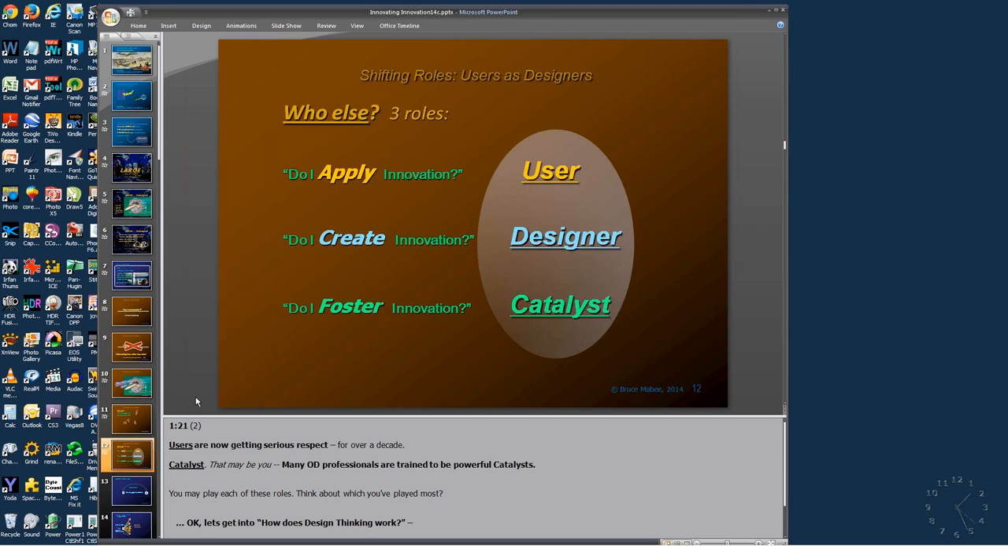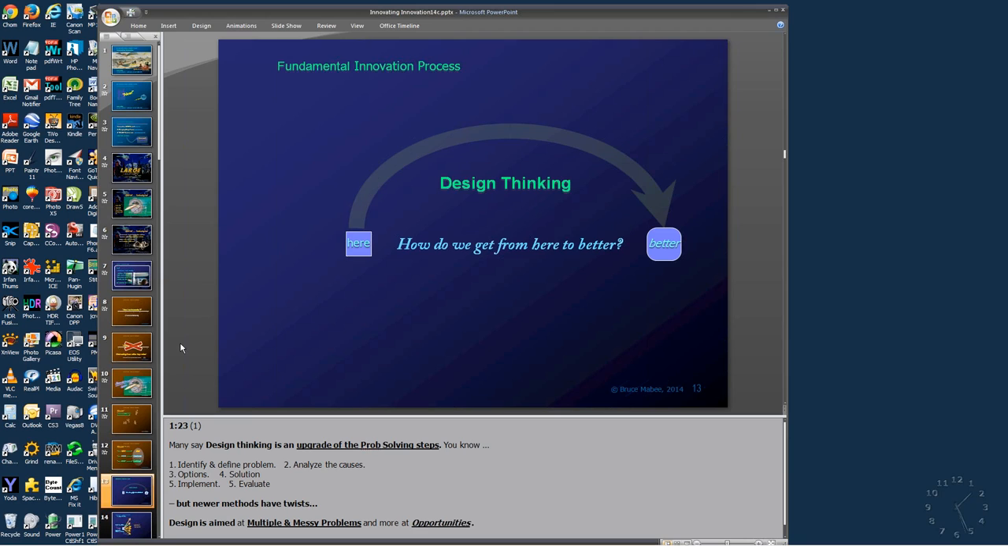I want to look into the design process, and I'm doing my best to represent design as a fundamental innovation process. So what I'm going to take a few minutes to do is get into that process, and many people in the design thinking world discuss the innovation process as a problem-solving kind of process. You know the steps. Identify the problem, define the problem, analyze the causes, come up with some options, come up with a solution, implement, evaluate. That problem-solving process is the fundamental, but it's being changed because there are some new twists.